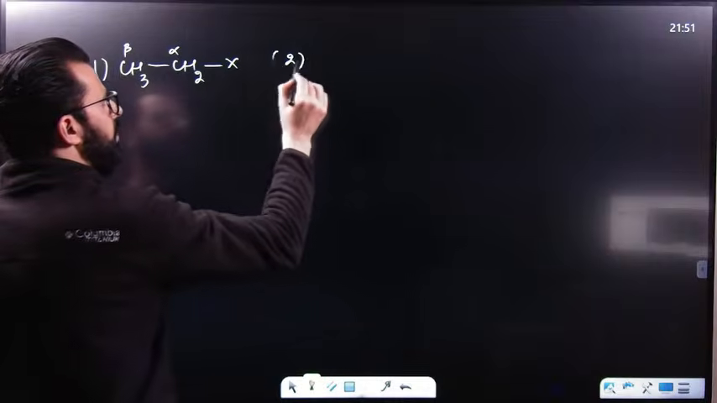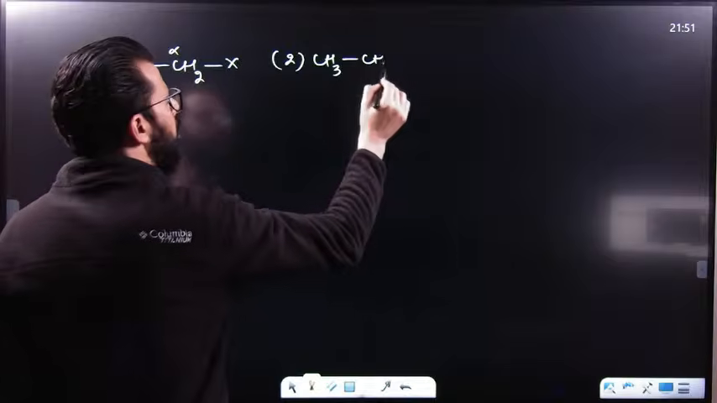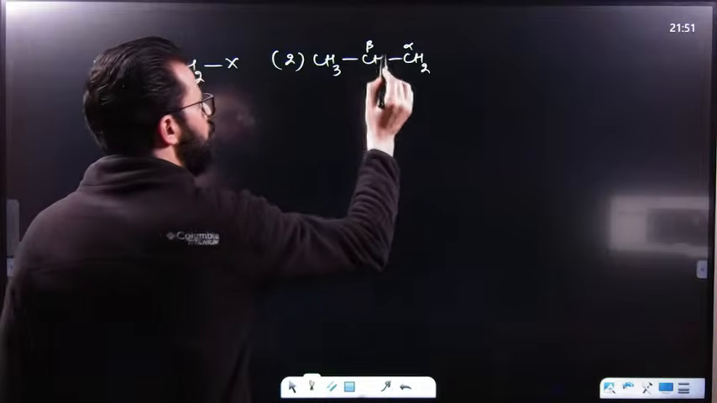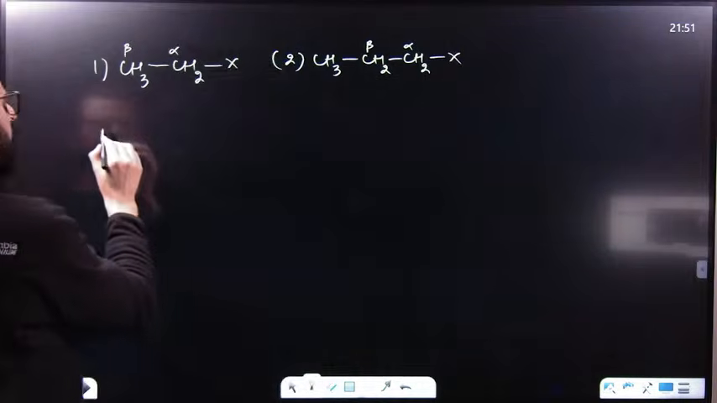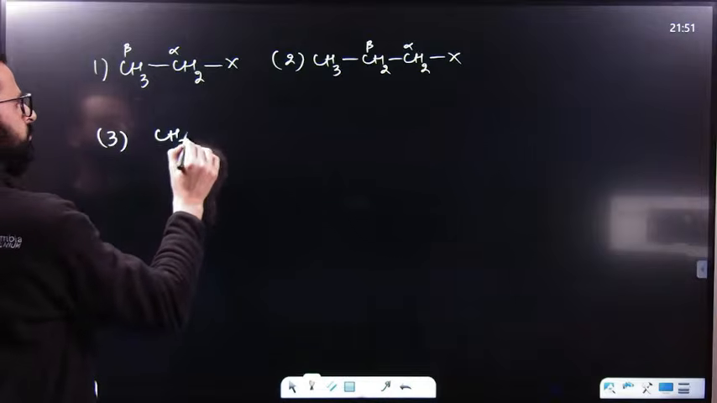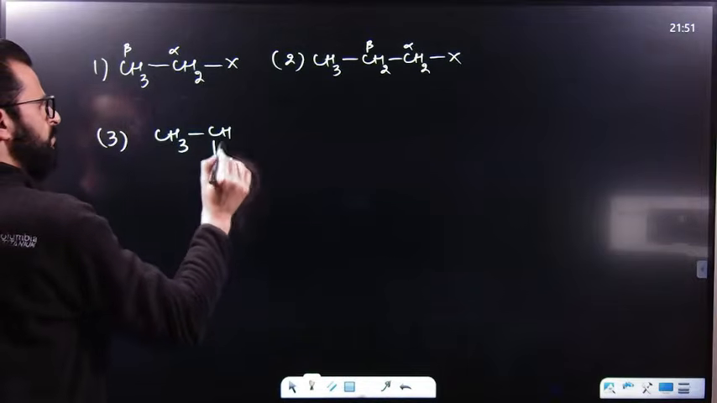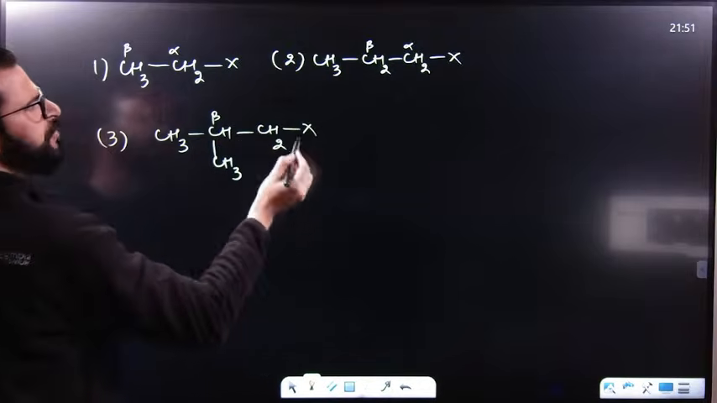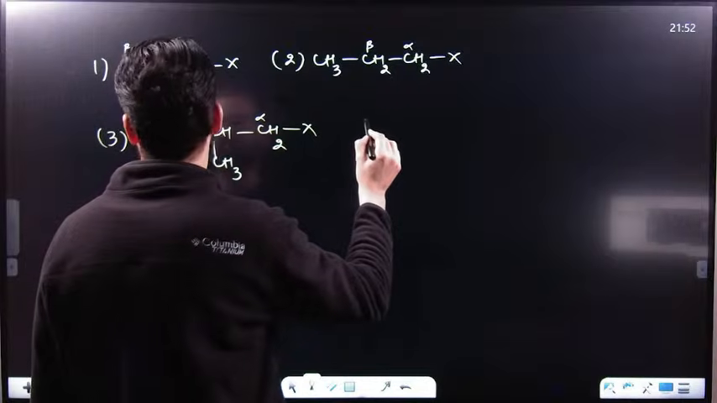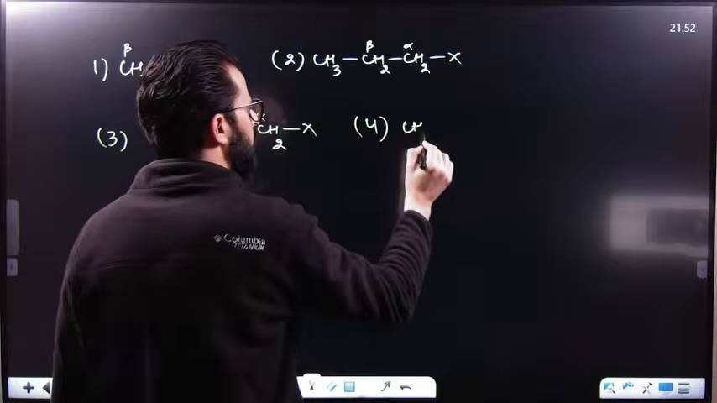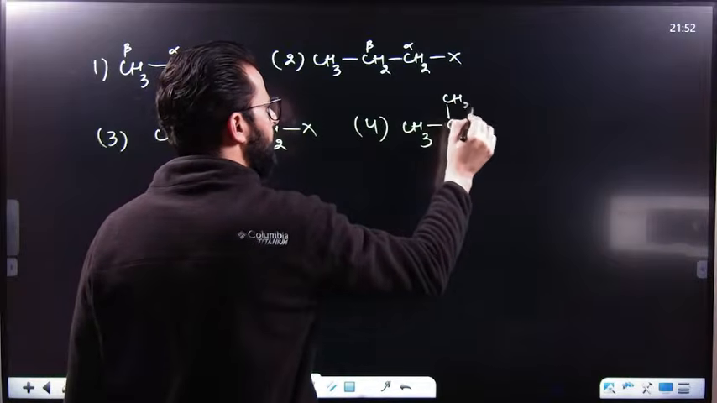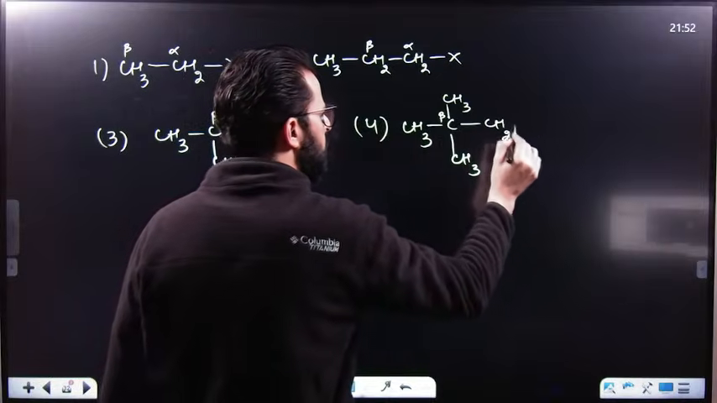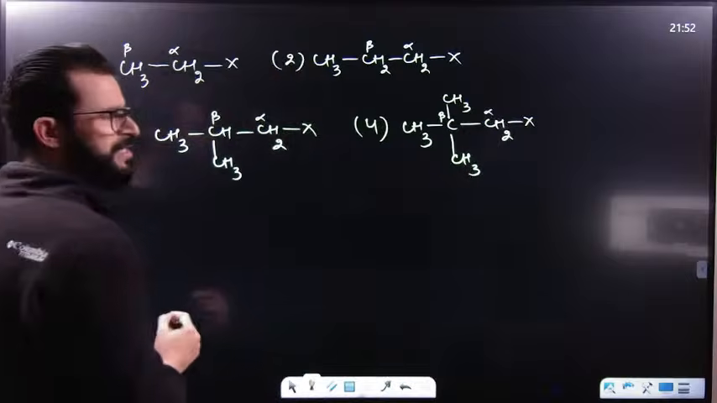Now after that, I will increase alkyl groups at the beta position. What will happen when alkyl groups at the beta position are increased? Hindrance or steric repulsion increases. So like alkyl groups at the alpha position, when they increase, the rate decreases. Similarly, if alkyl groups at the beta position increase, there will also be a decrease in the rate.